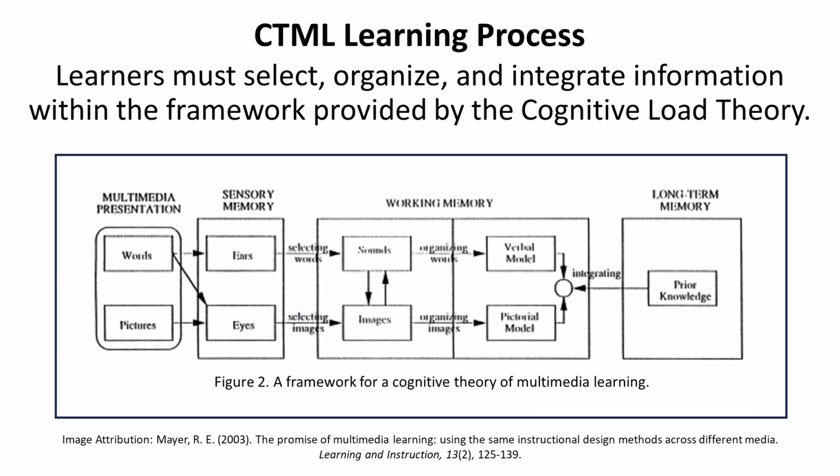In the CTML learning process, you can see several familiar memory structures reappearing: the sensory, working, and long-term memories. In CTML, learners must select, organize, and integrate information. They receive instruction through a multimedia presentation. The information is processed in the sensory memory by both the ears and the eyes. As the learner is taking in the information, they are selecting what is important.